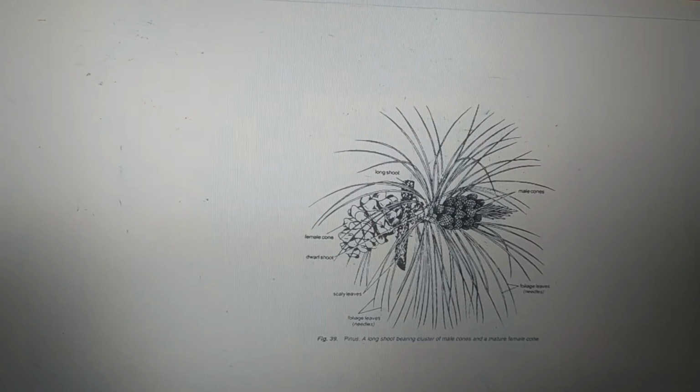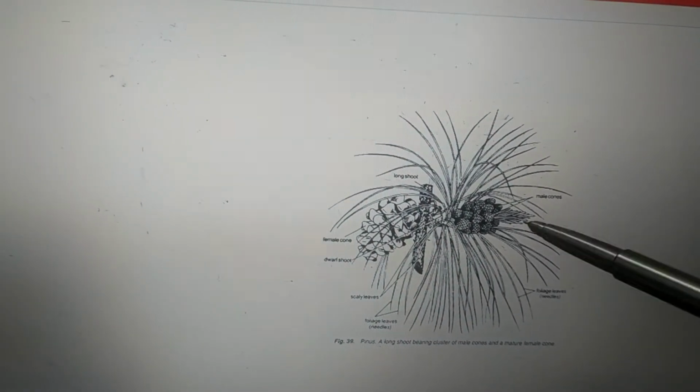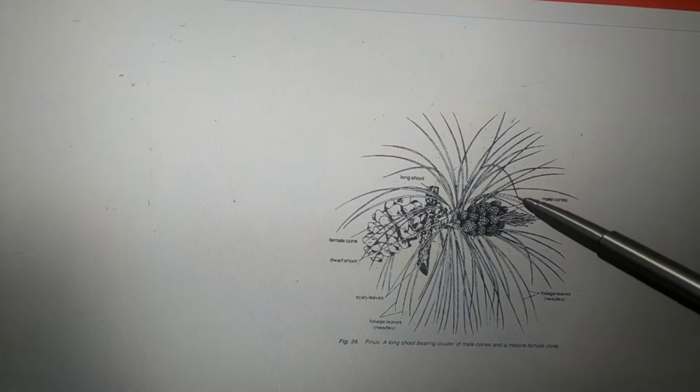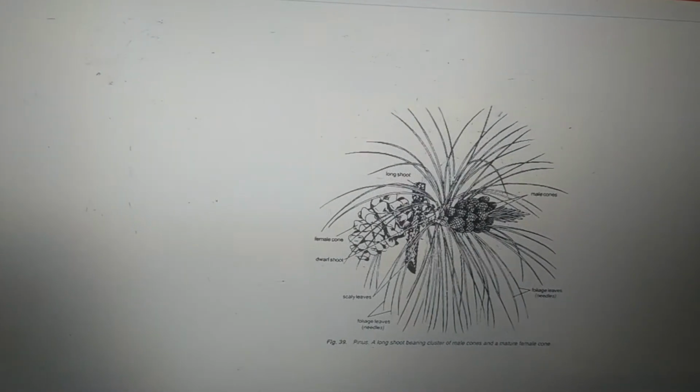These microsporophylls are going to form a compact structure. That compact structure we are going to call a cone or a strobilus, which are usually in the form of clusters in the case of male cones. In the case of female, the female cone consists of megasporophylls, which we'll be speaking about very soon.